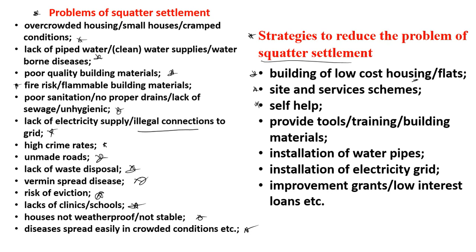Self help, where they individually decide to help themselves, contribute to help arrange the settlement. Then provide tools, training and building materials to them, install water pipes, install electricity grid, and provide improvement grants or low interest loans. Now, if these are all provided, you find out that the problems of this squatter settlement will be solved to a very great extent.